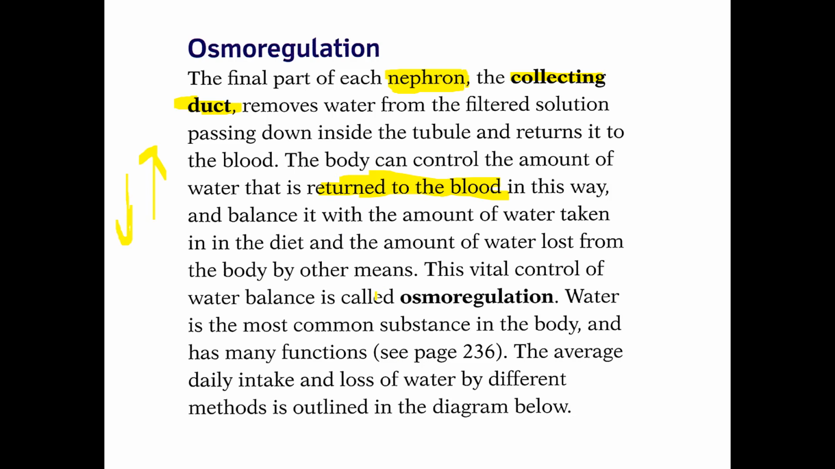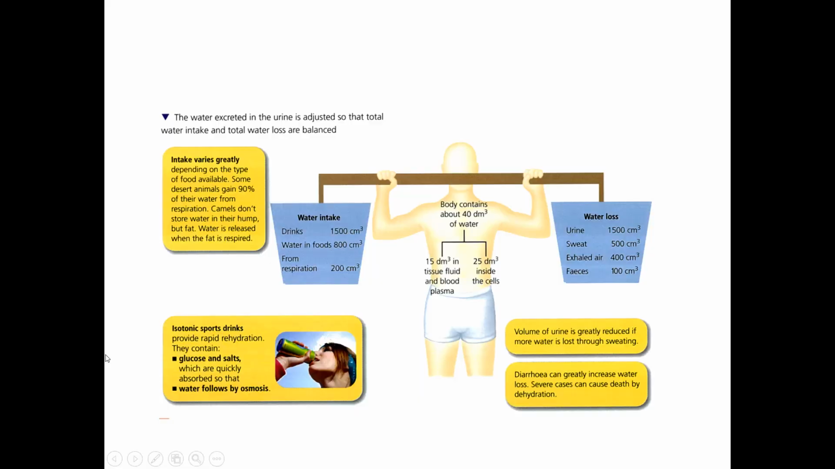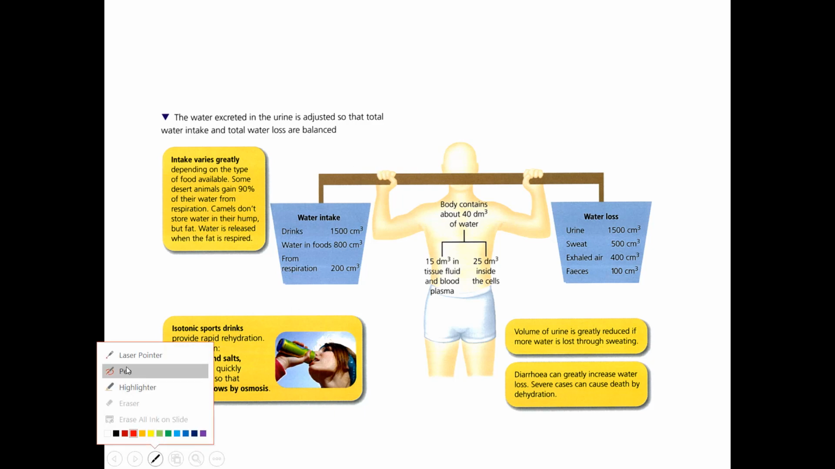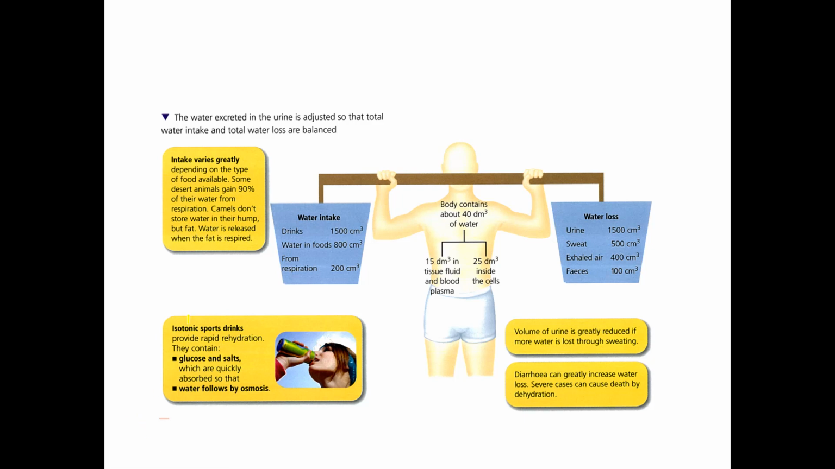This vital control of water balance, we call osmoregulation. So this diagram shows the process of osmoregulation. As we explained before, osmoregulation is controlling the intake of water. So as you can see here, for example, water intake and water loss.